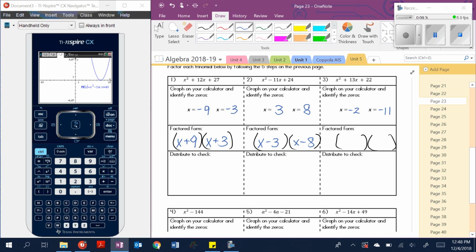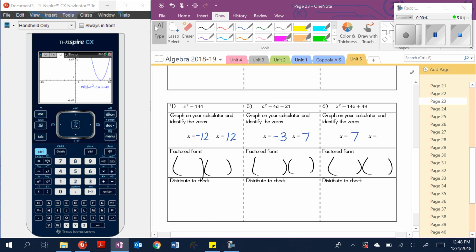All right, number 3. What is it? x plus 2, x plus 11. Yep. All right, number 4. Let's take these zeros. So x plus 12, x minus 12. Number 5. Remember, we have a's here. So a plus 3, a minus 7. And 6 is weird. I don't know what is up with him, but all I have is x minus 7.